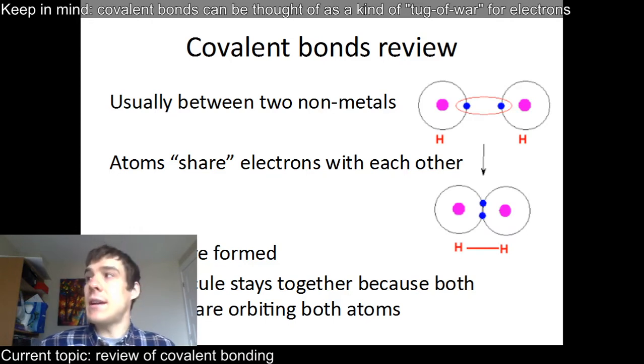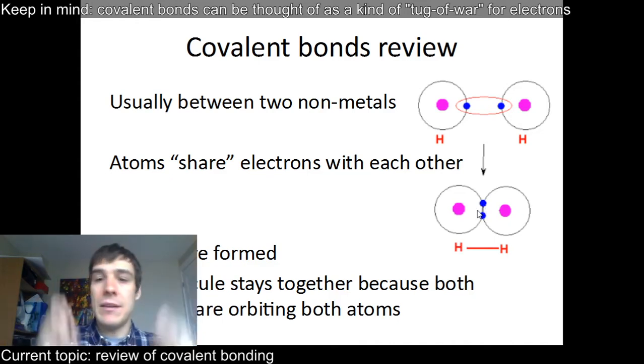Which means that there's no ions, right? An ion means that one of the atoms will completely steal electrons from the other, but here this is not true. They're both sharing the electrons. And so this hydrogen sees 2 electrons, and this hydrogen sees 2 electrons. Both hydrogens are now happy. Both hydrogens are now stable.